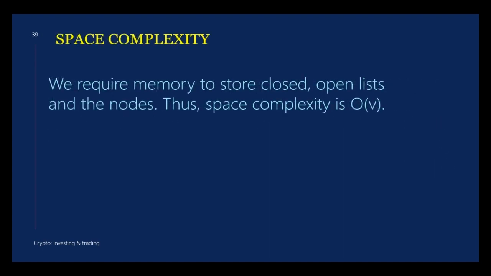Next, we'll talk about space complexity. Now, the space required is to store the closed list, open list, and the nodes. Thus, the space complexity is big O of V, where V is the number of vertices.